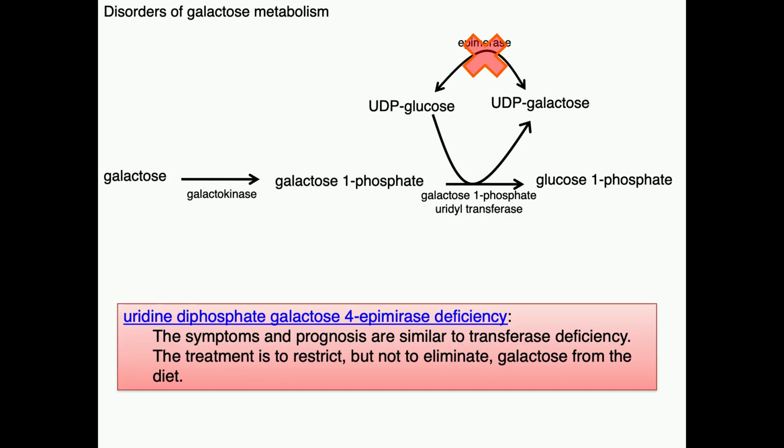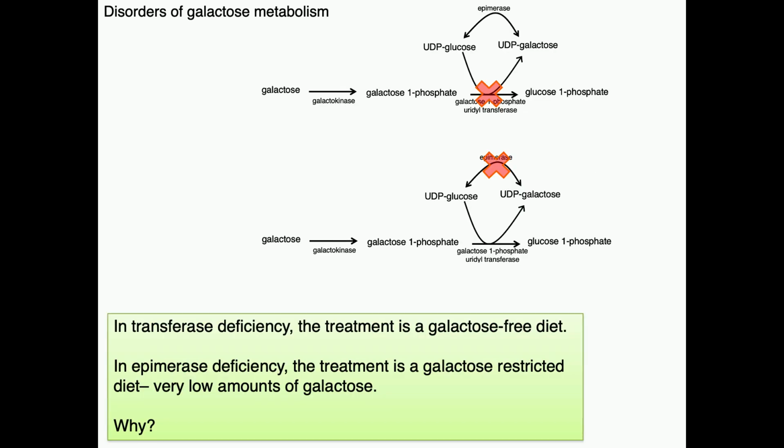Okay, epimerase deficiency. This has essentially the same presentation as the transferase deficiency. However, the intervention and treatment is slightly different. With the epimerase deficiency, you don't eliminate galactose from the diet, but you have a galactose restricted diet. You have a tiny amount of galactose in the diet. Anybody have any thoughts as to why that is?